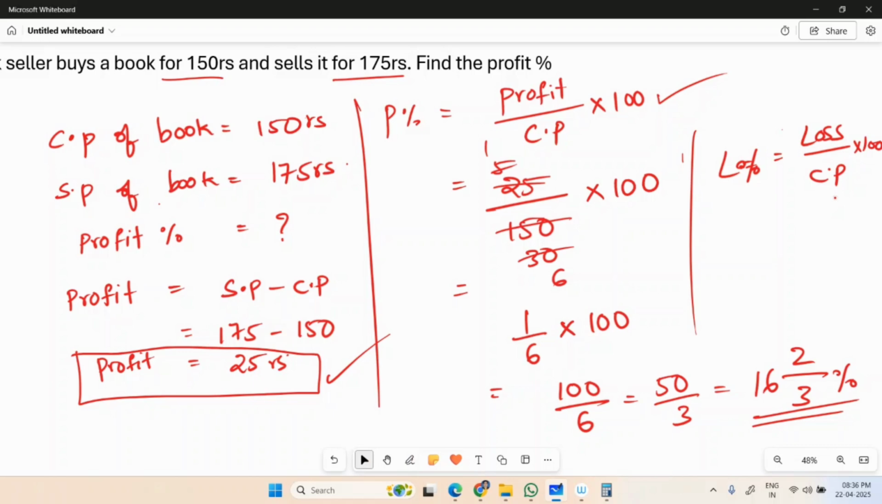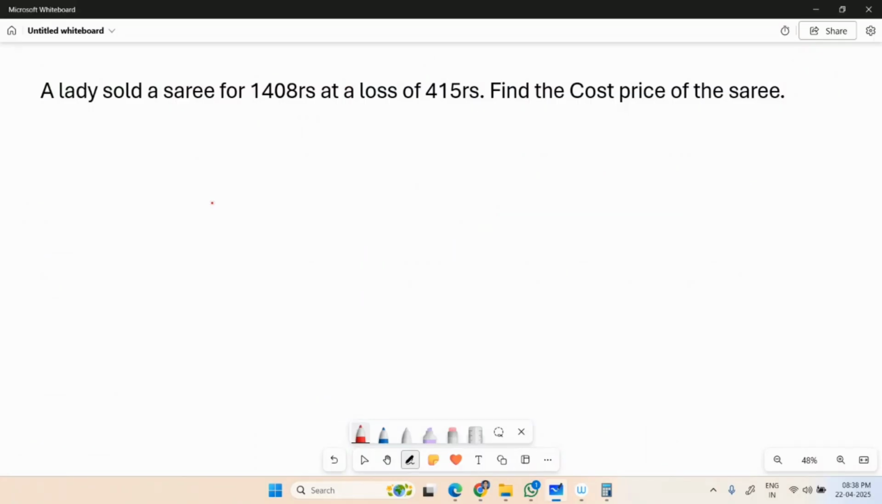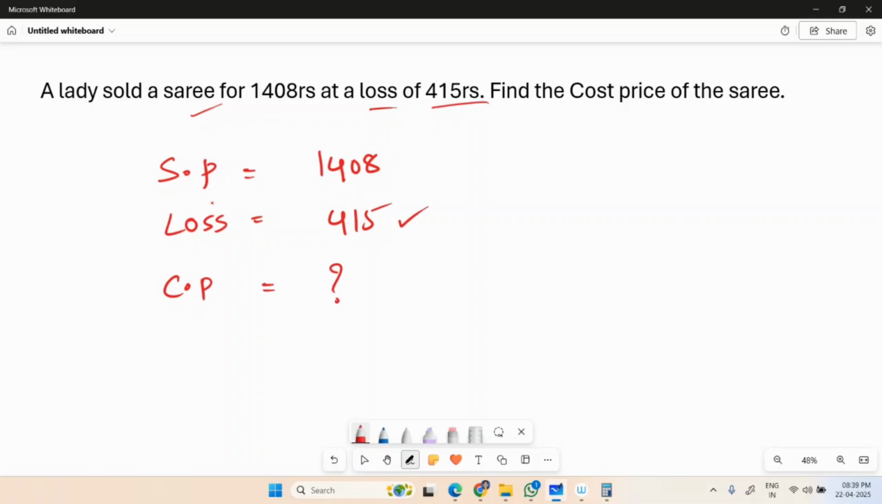Now let's solve how to find out the cost price when the loss occurs or profit is gained. So here the question is, a lady sold a saree for 1408 rupees at a loss of 415 rupees. Find the cost price of the saree. Here loss was given, selling price is also given, cost price we have to find out. So from the question, the given information is selling price equals 1408 rupees. Loss is given, which is 415 rupees, and the cost price we have to find out.